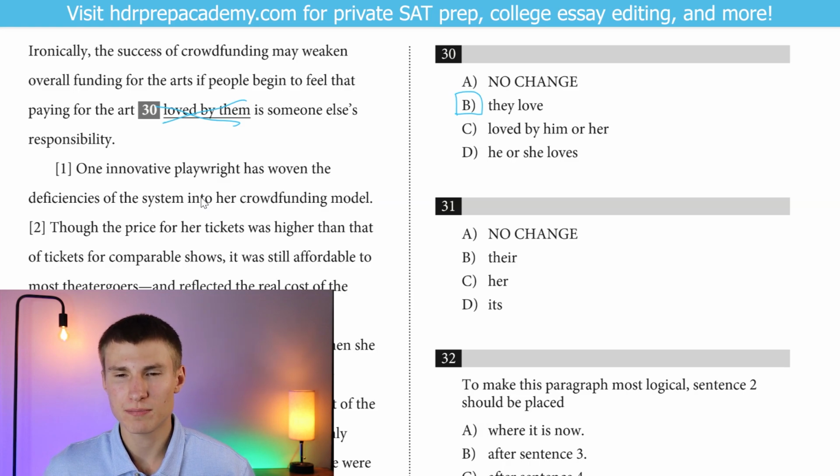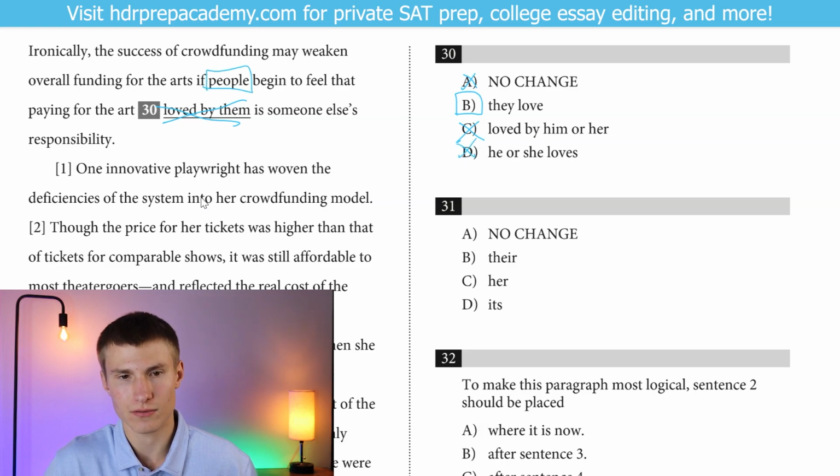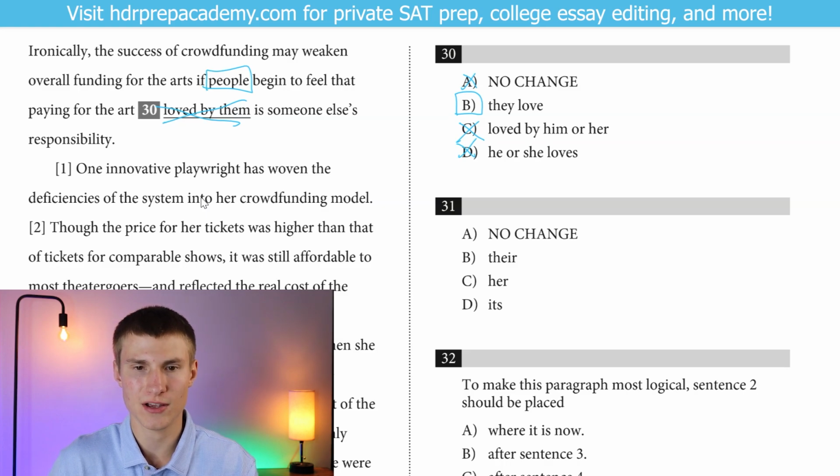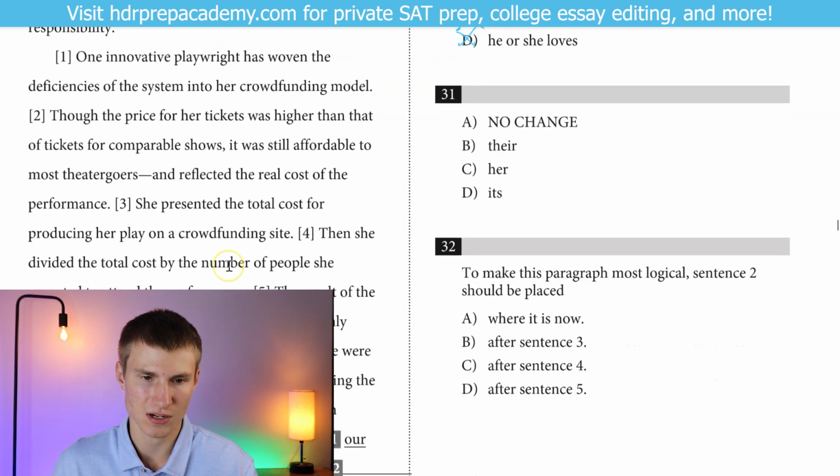Well, we would be being very wordy if we were to pick C and A. I hope that you can see that, right? If we were to say loved by them or loved by him or her, that's wordy. Same thing with he or she love, right? We're referring to the art loved by people, so that's the art they love, okay? So we want to be as concise as we can there, also making sure that we have the correct subject that we're referring to. In this case, that's going to be people, right? For the arts, if people begin to feel that paying for the art they love is someone else's responsibility. So referring to our subject, people there.